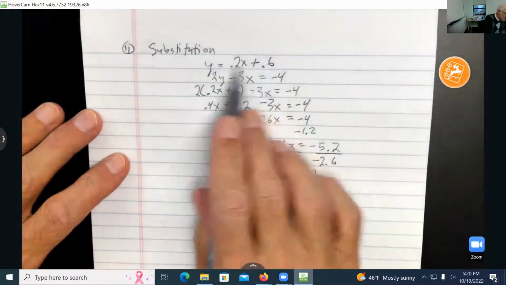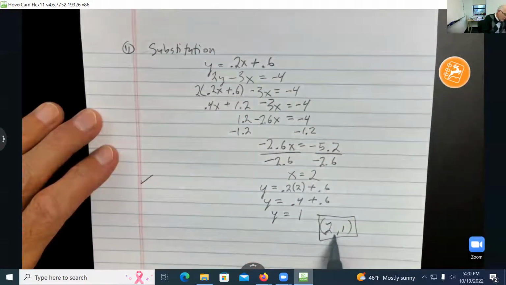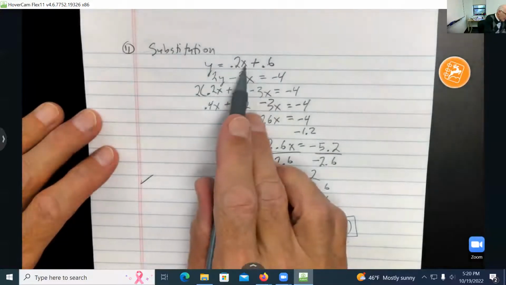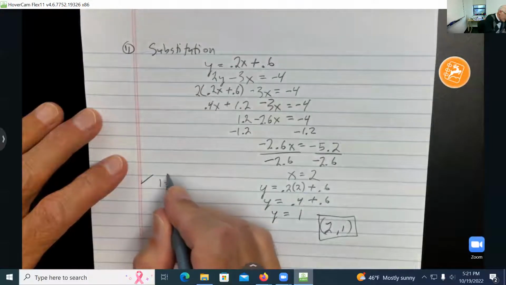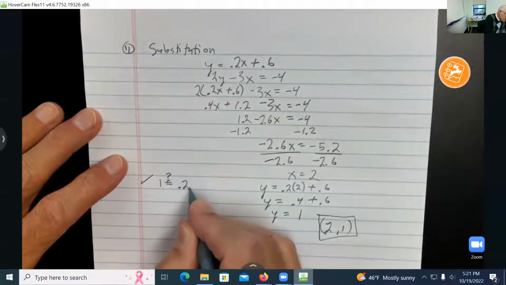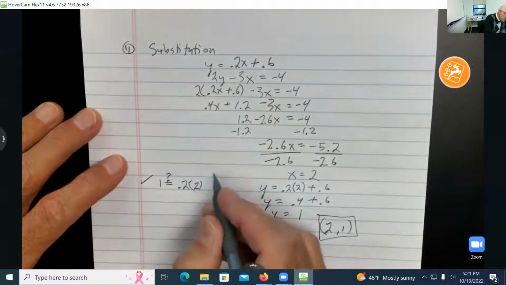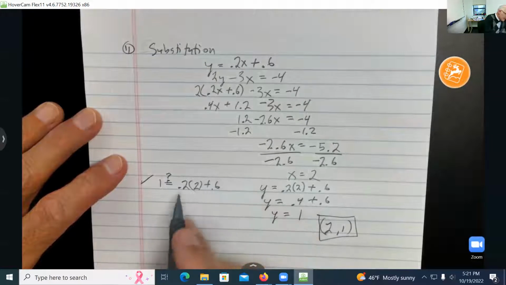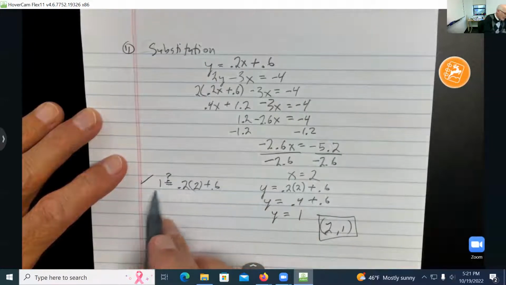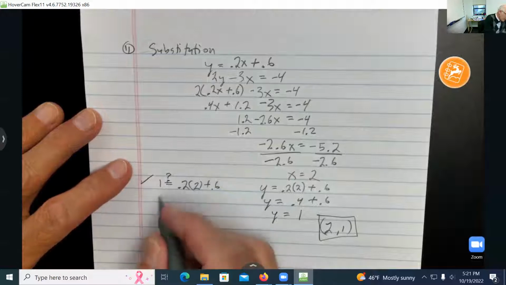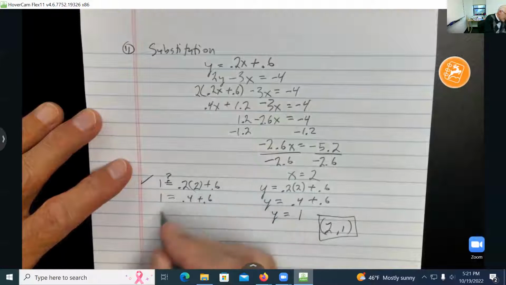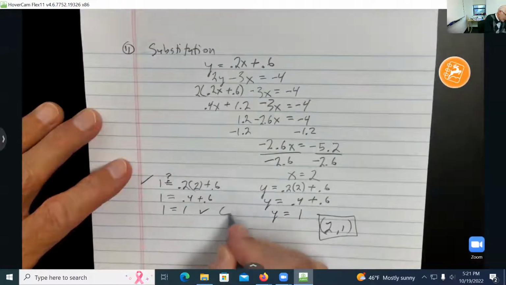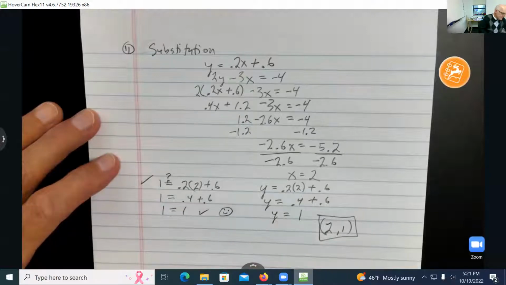It's supposed to make these two equations true. So I'm going to put 2, 1 in for x and y here. 1 should be equal to 0.2 times 2, x is 2, plus 0.6. I like to use a question mark on my check because I'm hoping it's true, but I don't know if it's true. 0.4 plus 0.6, ding, ding, ding. This is true, and I'm happy about that check.